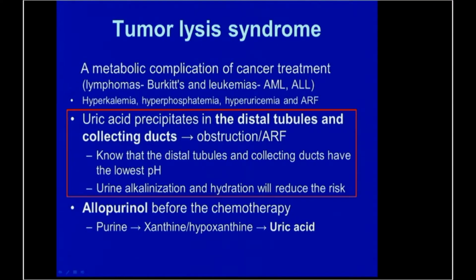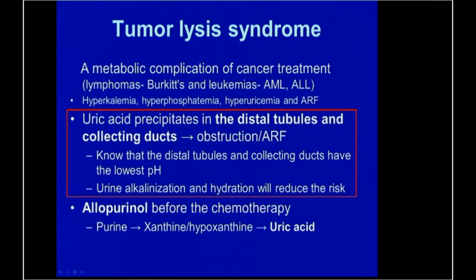Remember that the distal tubules and collecting ducts will have the lowest pH, so urine alkalinization and hydration before starting the treatment will reduce the risk. Again, the question will be, your patient is going to get chemotherapy tomorrow for one of these highly active malignancies. What should you do? Give allopurinol to the patient as a prophylactic measure to prevent tumor lysis syndrome.